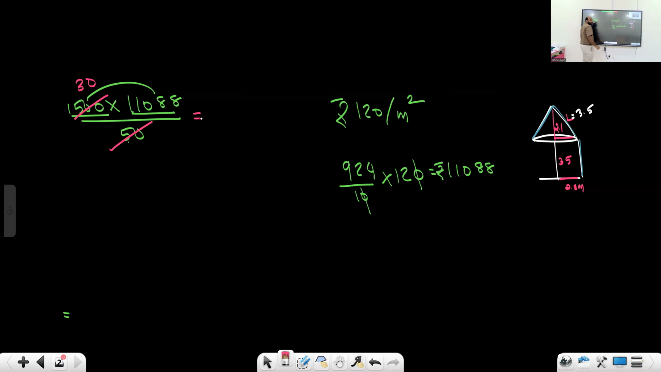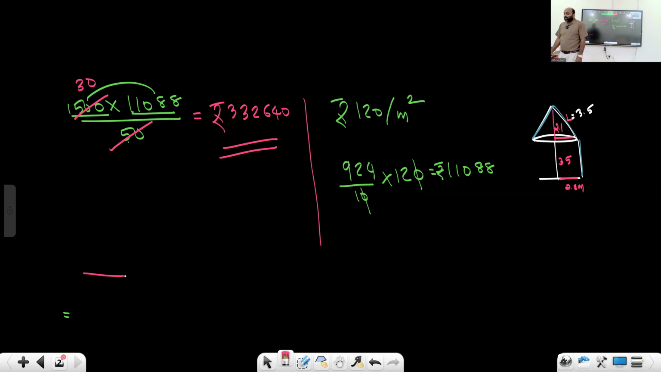Rupees, how much? This one. 332640. This much rupees each school has to take. Case study chances are there. Be careful. This is another question.